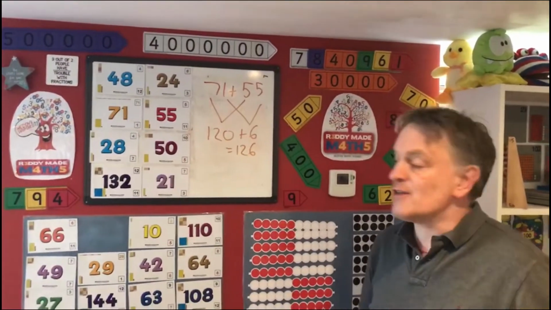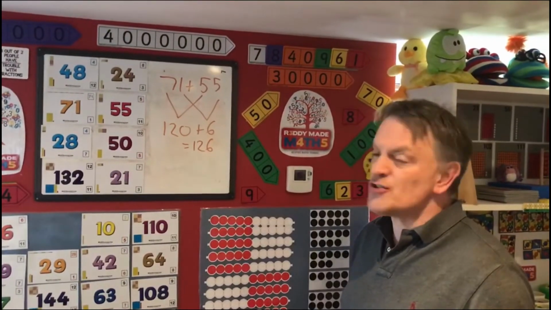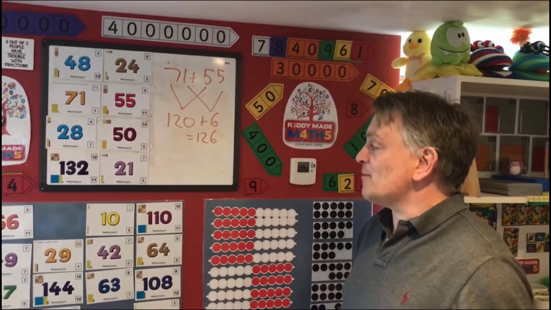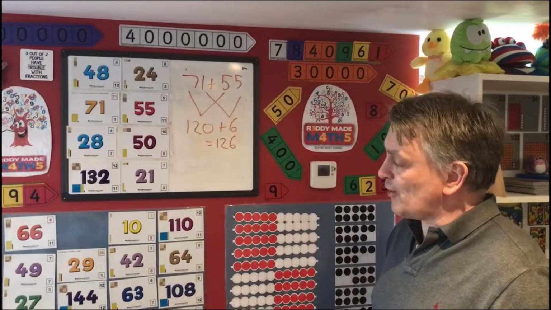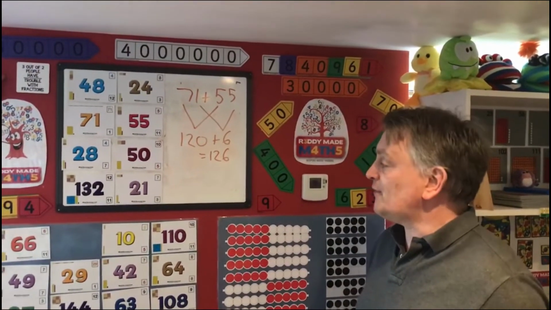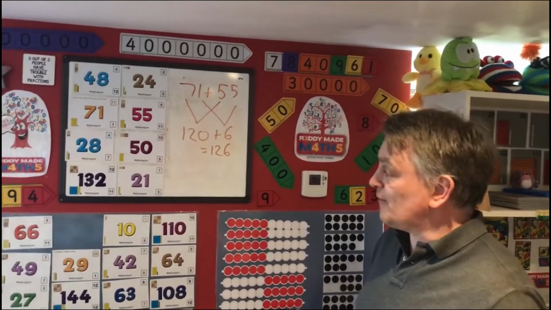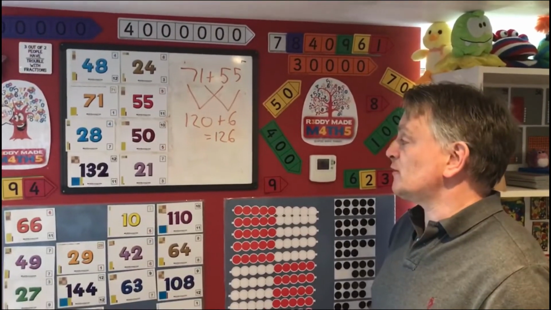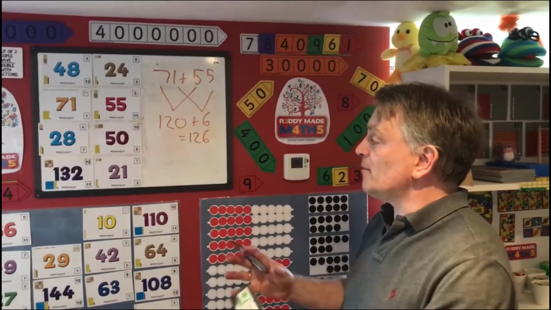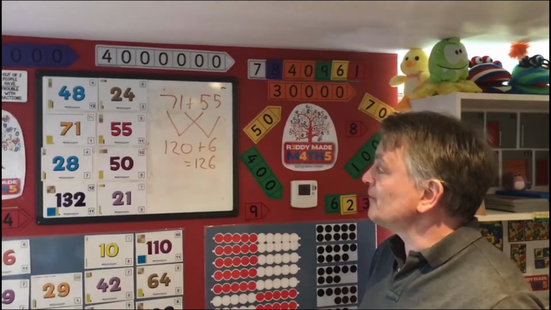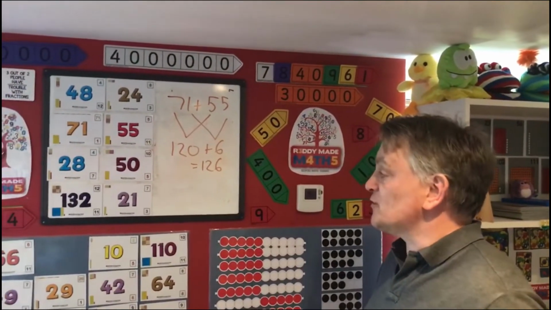Similarly, with 132 add 21. Most children do choose to partition, but to be honest with that one, probably 132 add 20 is 152, add 1 is 153, would be just as easy. Again, we could just partition them separately if we felt like it. It's really nice to have a range of numbers like this.